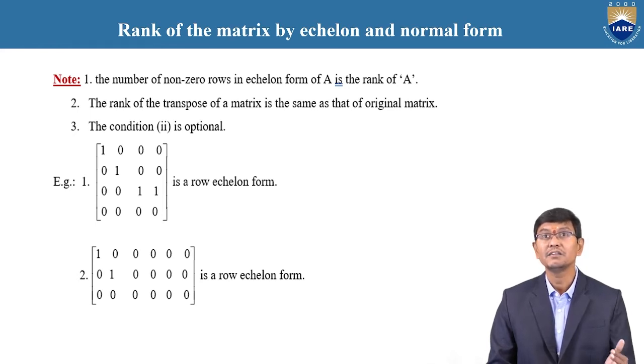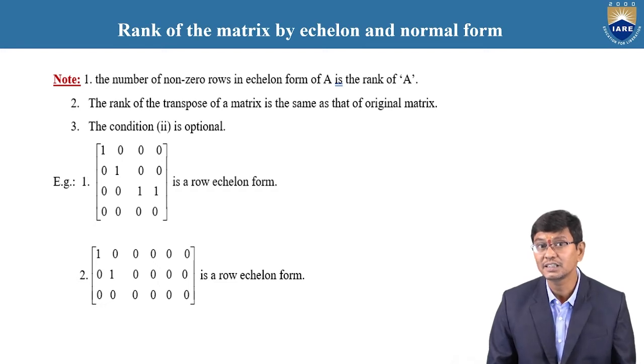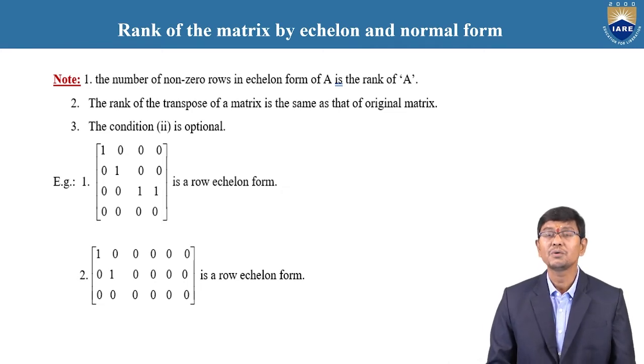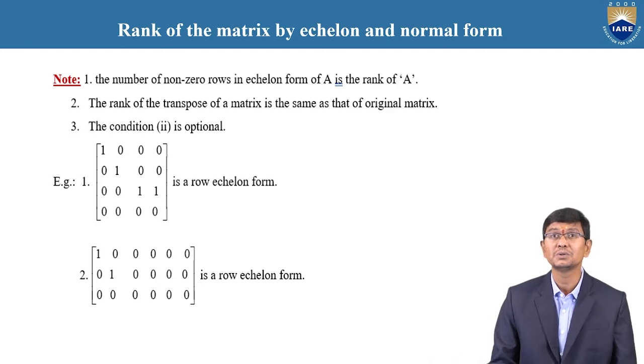And the third condition, which is optional, is a second condition if it is not required to remember, that is important. For example, there is one example and two example. We are going to observe the first example: 1000, 0100, 0011 and 0000.